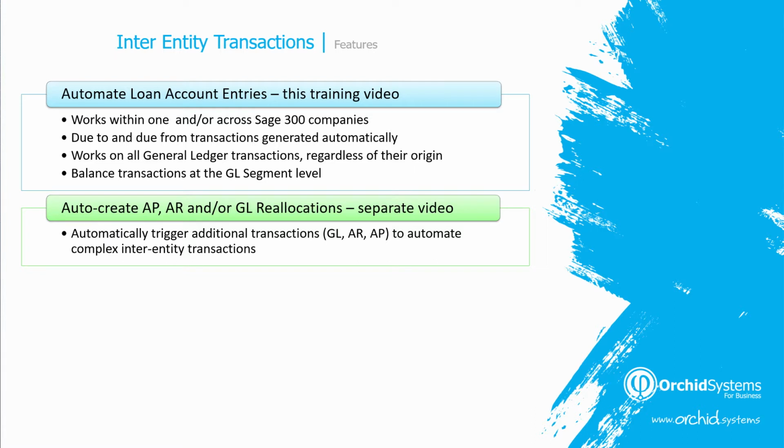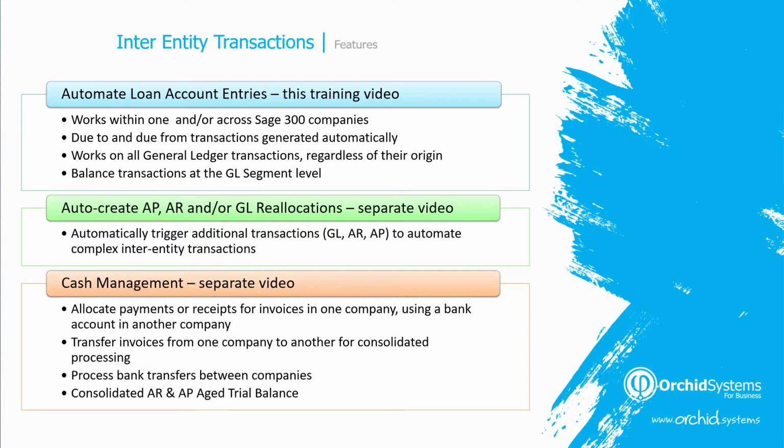Inter-entity transactions also allows you to auto-create AP, AR, and/or GL reallocations. It automatically allows you to create these additional transactions to automate complex inter-entity transactions. And inter-entity transactions provides for cash management between companies. It allows you to allocate payments or receipts for invoices in one company using a bank account in another company.